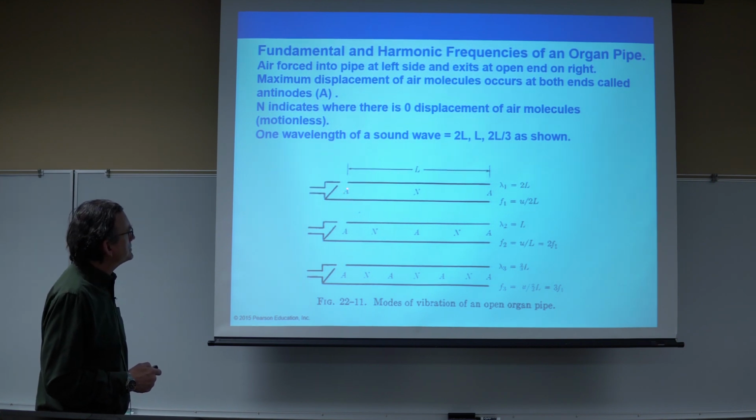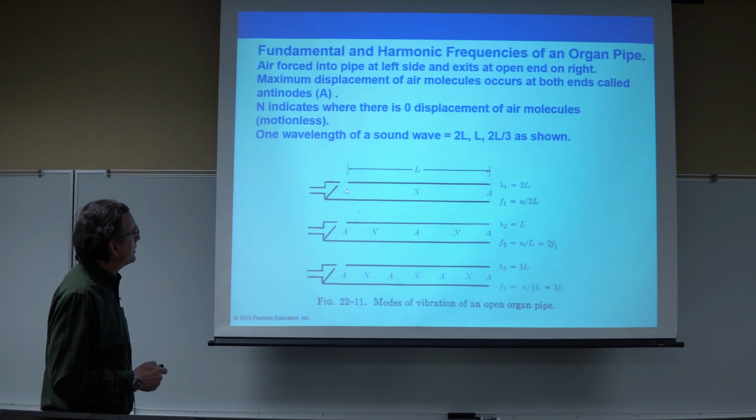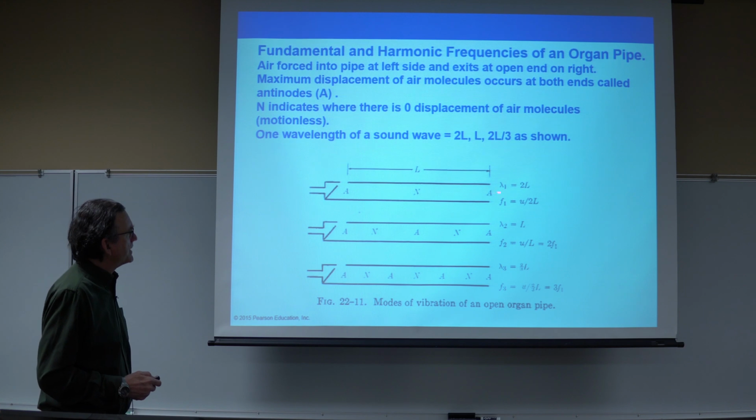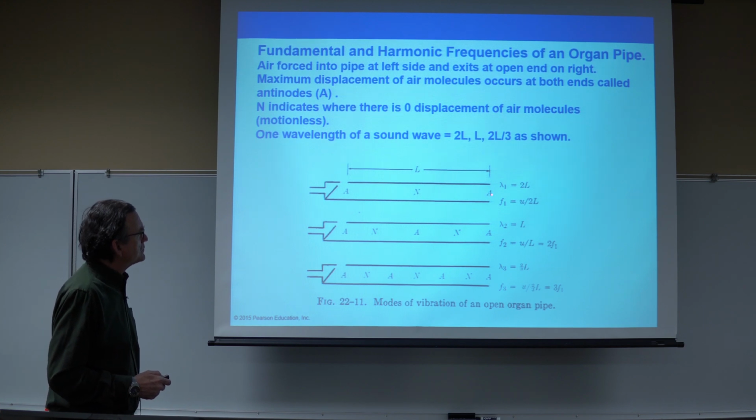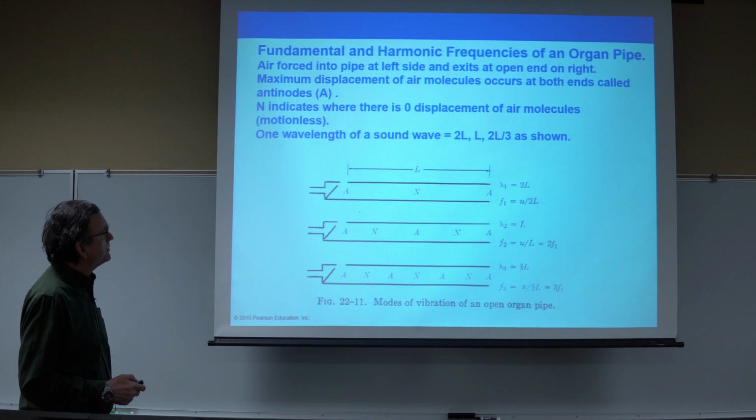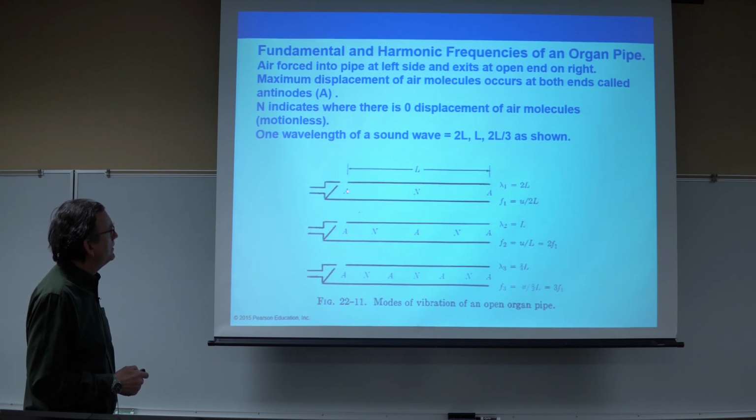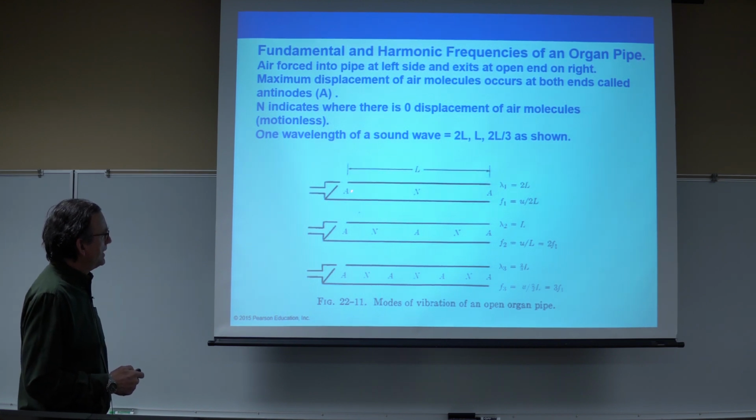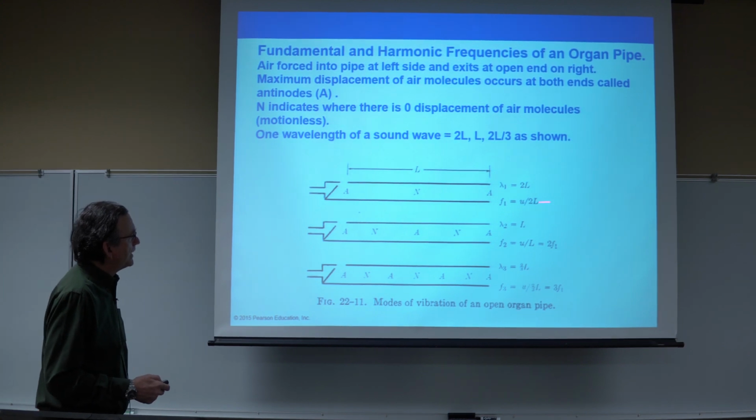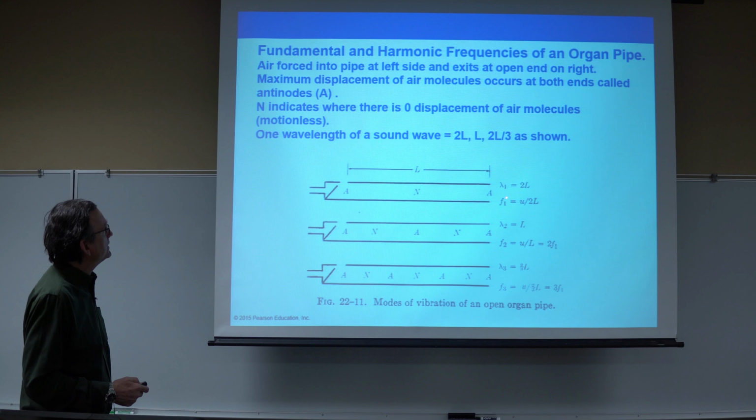And there is the maximum displacement of the air molecules at this end of the pipe, and the air molecules exit the pipe over here, so there's also a maximum displacement of air molecules at the other end of the pipe. What is characteristic of any given wind instrument is the length of the tube between the opening, where we have air being forced in, and the opening where we have air that's allowed to leave the instrument.